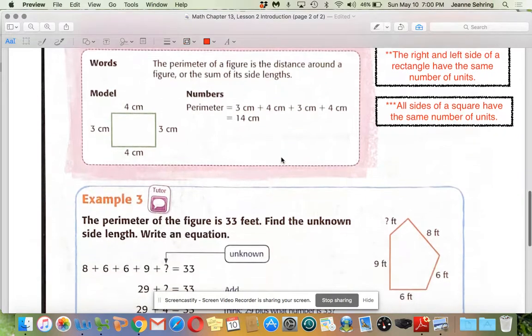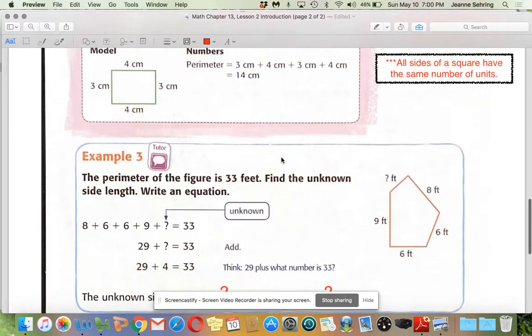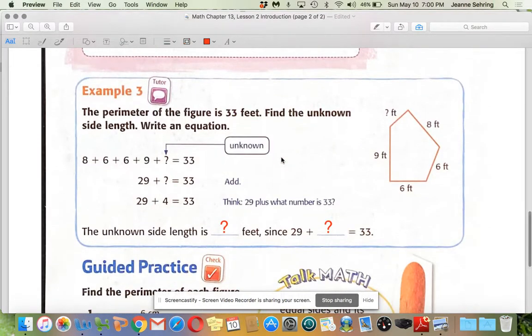Okay, so let's look at example 3. Here we go. Now this time we don't have a square. We don't have a rectangle. We have a whatever it is. And there's one side that's missing. How could we figure out what the length of the missing side is?